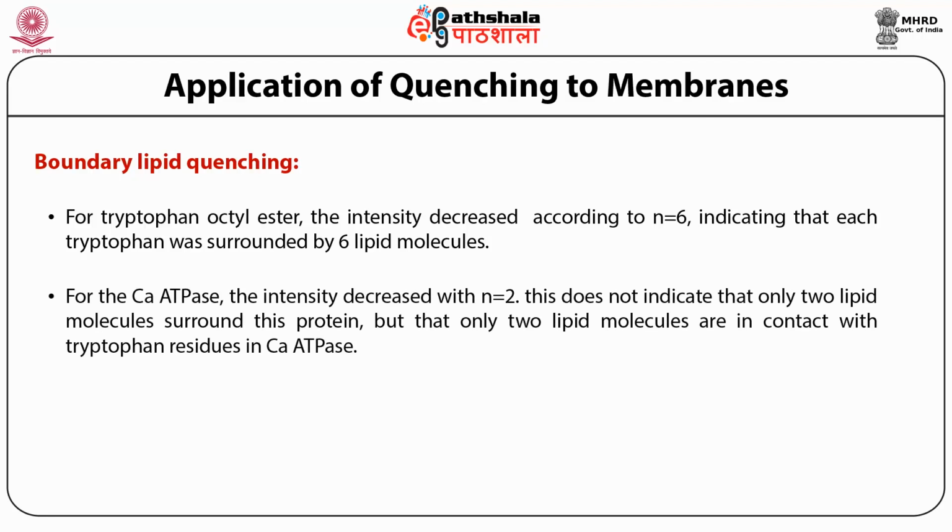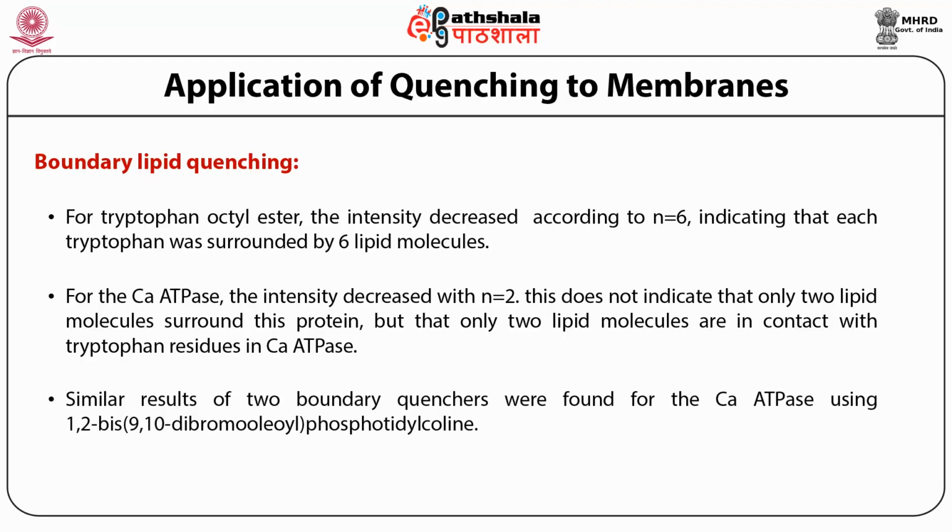For calcium ATPase, the intensity decreased with n equal to 2. This does not indicate that only 2 lipid molecules surround the protein, but that only 2 lipid molecules are in contact with the tryptophan residues in calcium ATPase. So you have to be careful in analyzing the results. Similar results of 2 boundary quenchers were found for the calcium ATPase using 1,2-bis(9,10-dibromostearoyl) phosphatidylcholine to study the positioning of the proteins and the surrounding lipids.